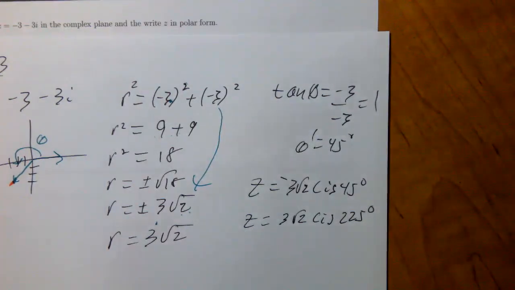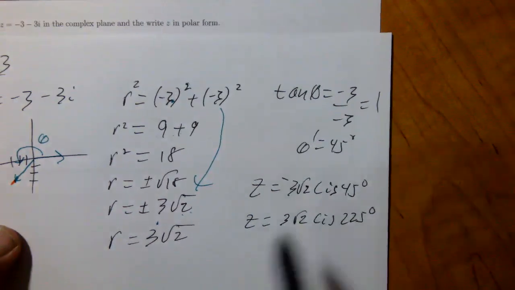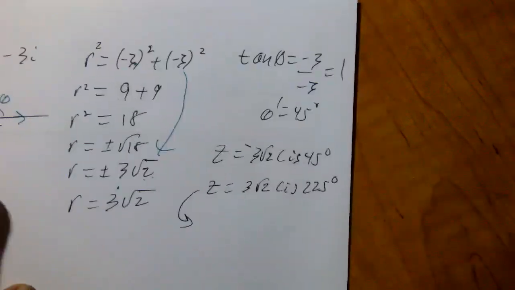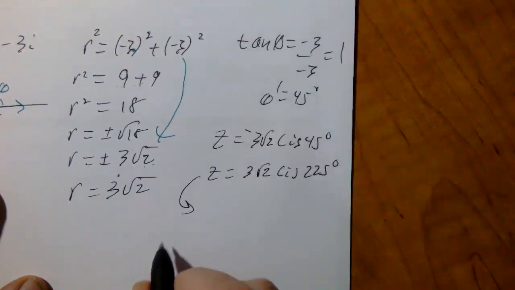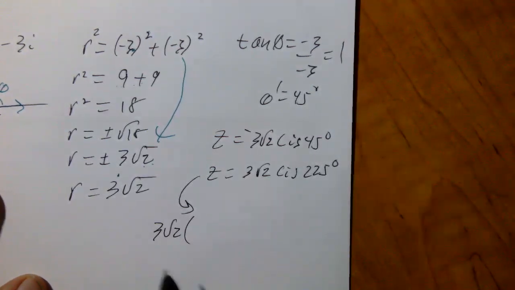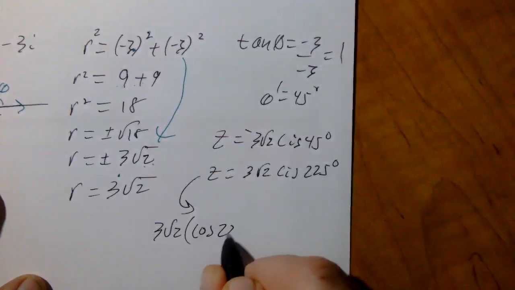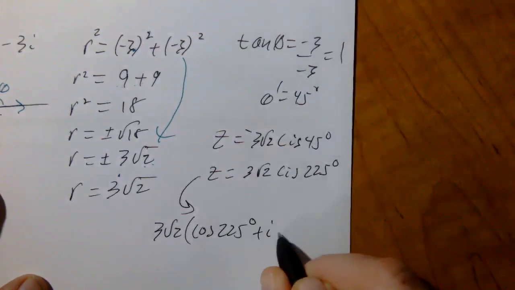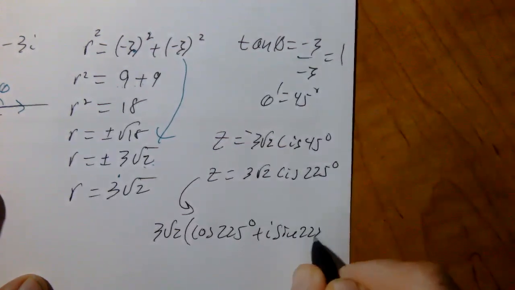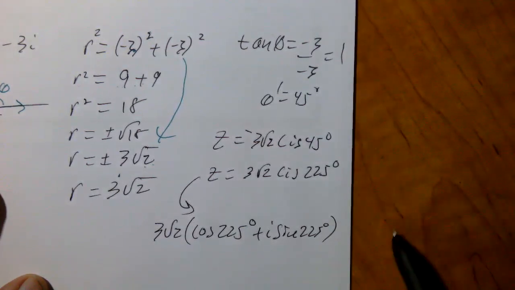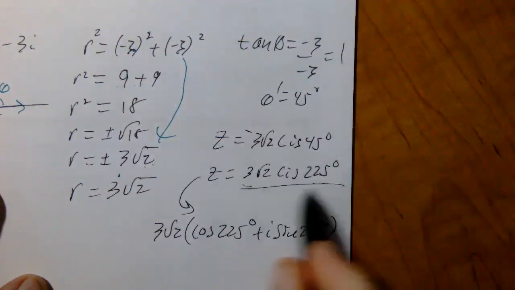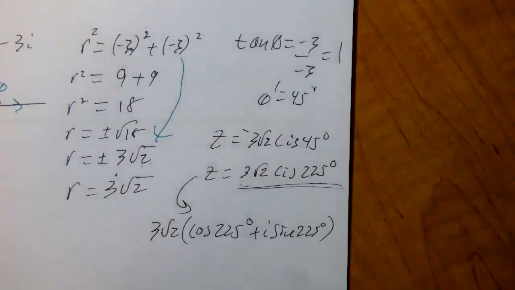Okay. Now, one thing I do want to mention is, if you're going to use this one for example, I mean, either one would work. But what this really means, remember, is it's really 3 root 2 times all of cosine of 225 degrees plus I times sine of 225 degrees. Right? So it's that whole thing. This is just a lazy way of writing it, right? This is just the notation for it, right?